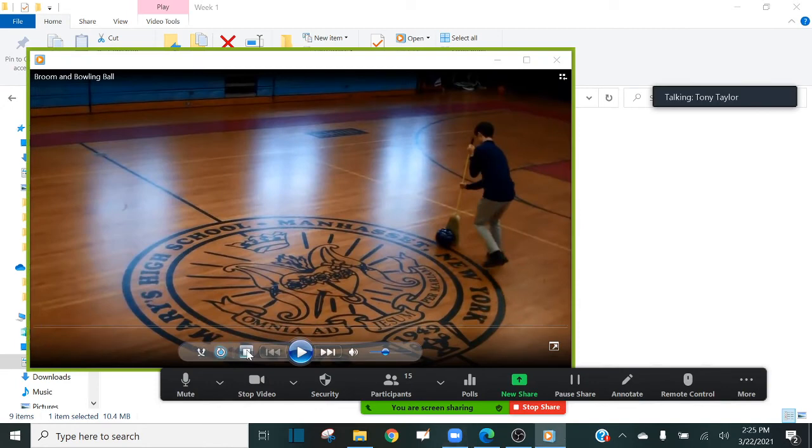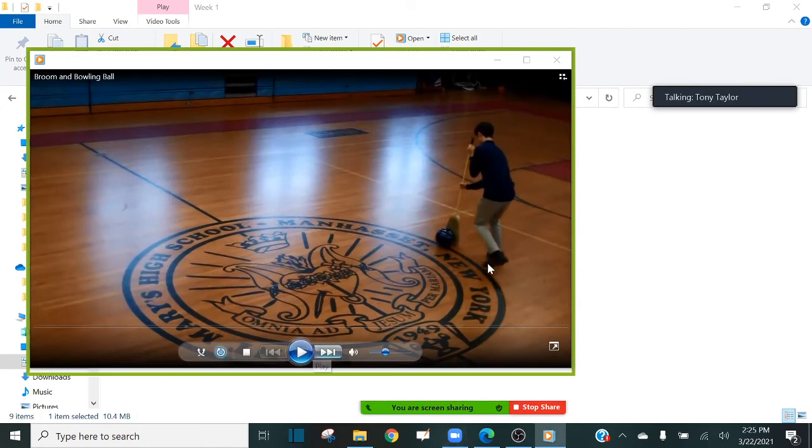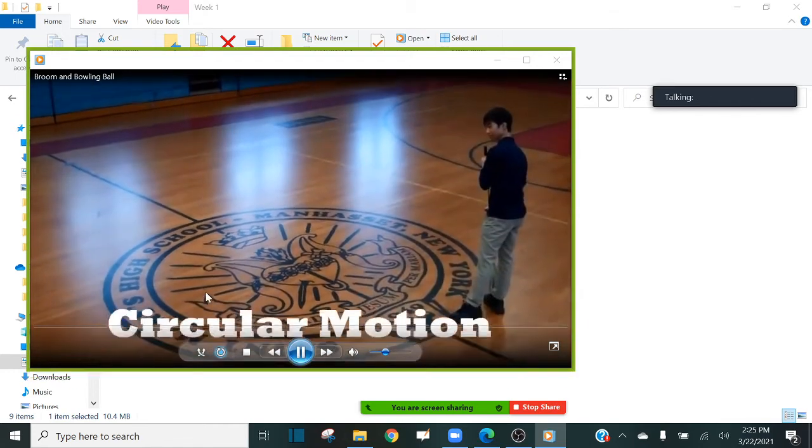Okay, guys, in this video clip right here, I want you to look closely at the bowling ball. Notice how, in order for the bowling ball to move in a circle, notice what the guy holding the broom has to do. So look closely.